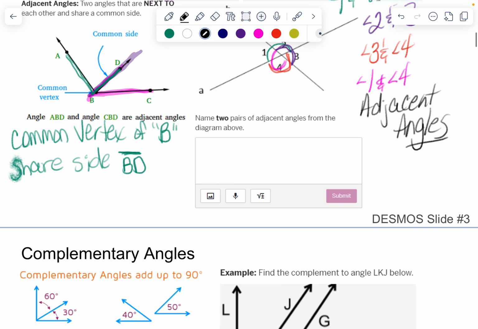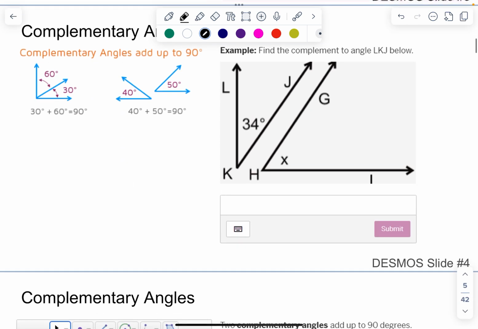All right. Complementary angles add up to 90 degrees. Complementary angles can be adjacent. This is adjacent.